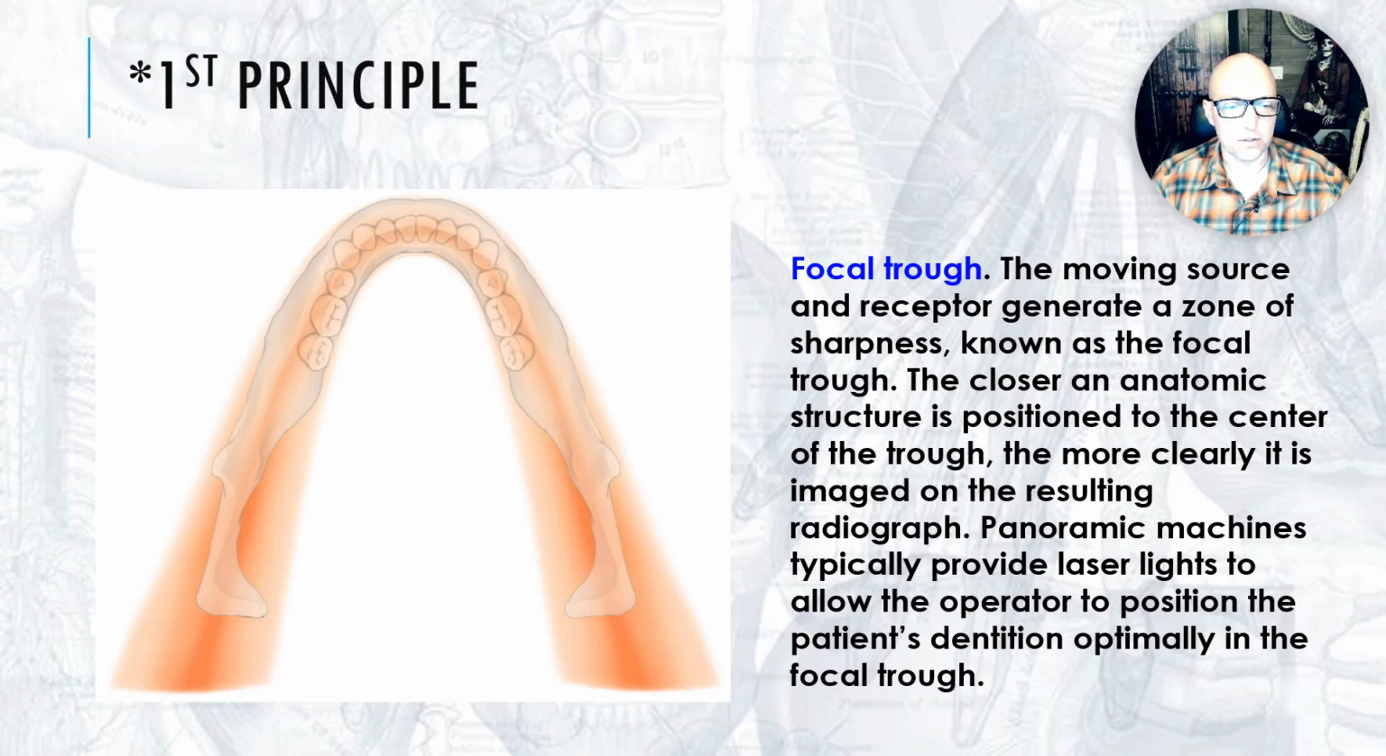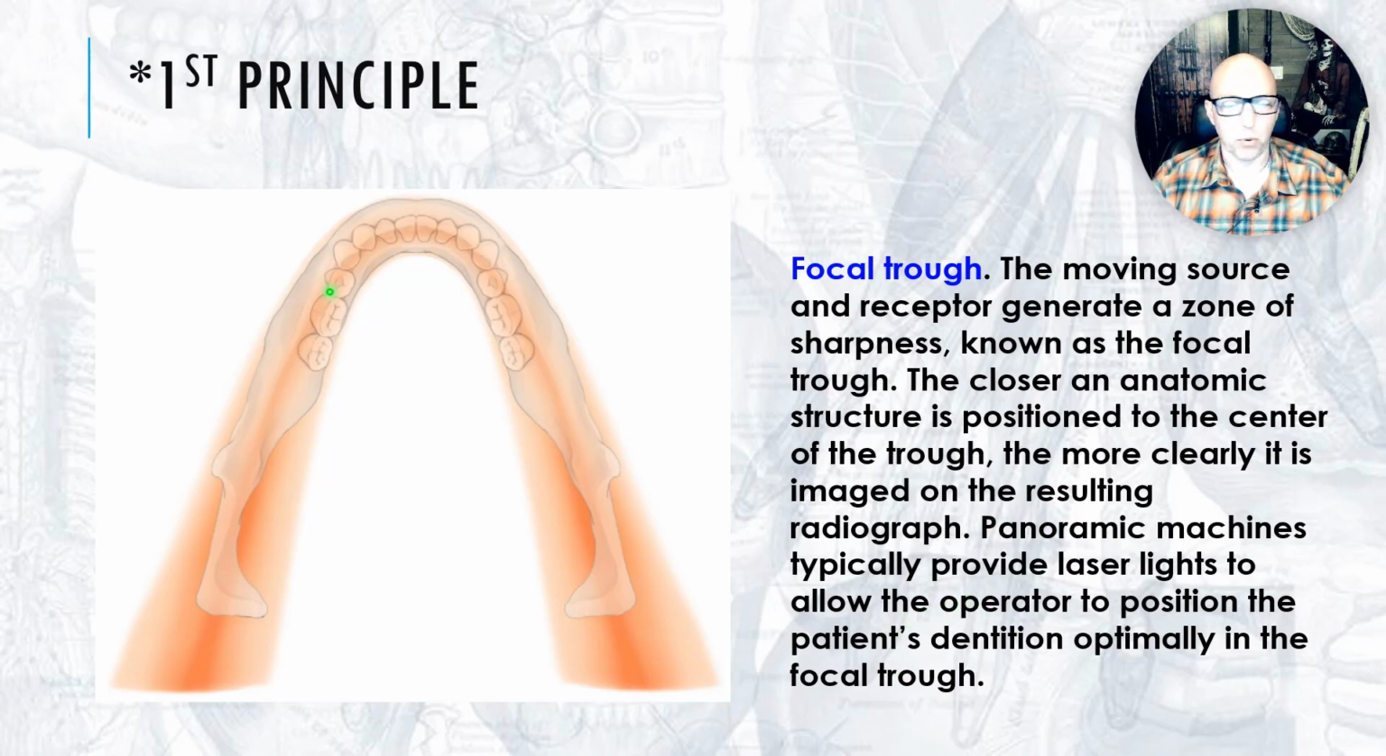And so anything outside of that focal trough, whether it's toward the lingual or the buccal, is going to be more blurred. And in the next principle we'll talk about whether that causes magnification or shrinking of the object. But just know for now that the moving source and receptor generate that zone of unsharpness. The closer it is to the center of it, the more in focus it'll be. Also, the more accurate spatial proportions you'll have.